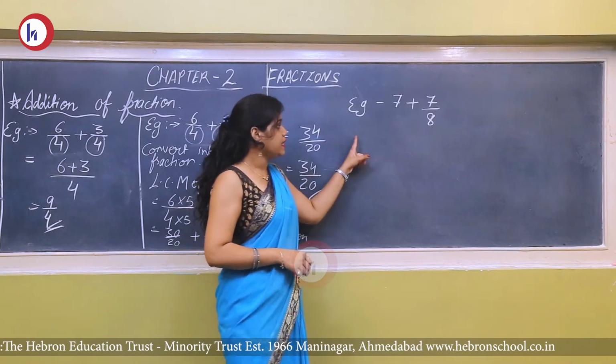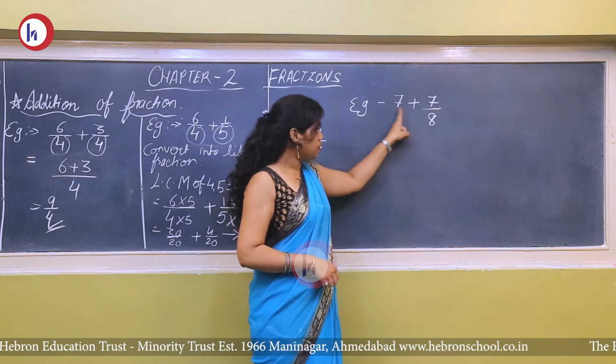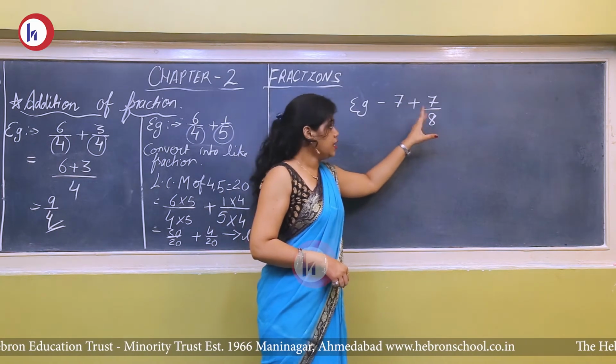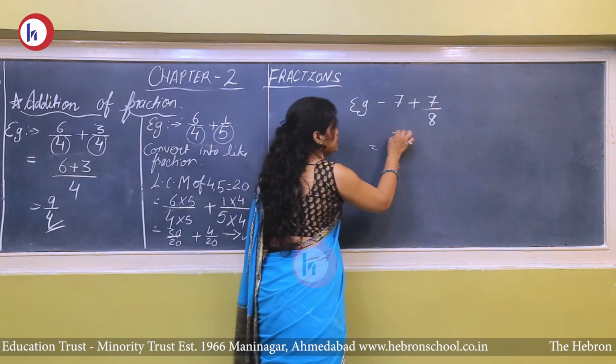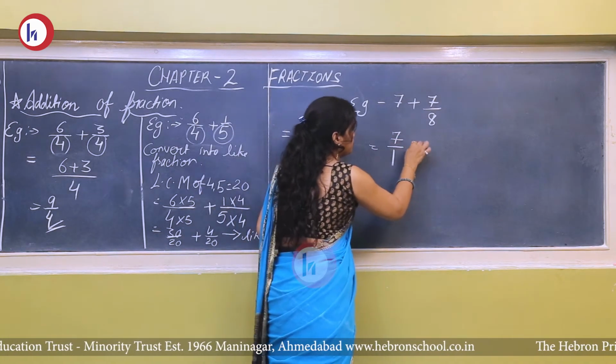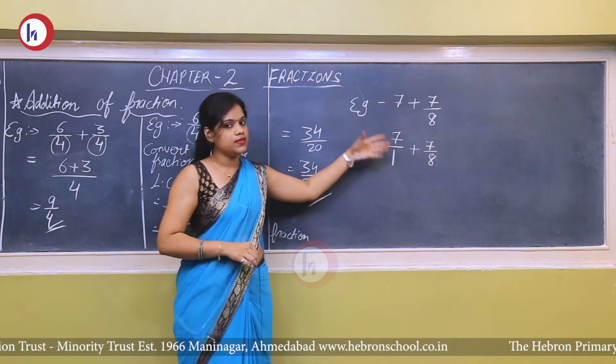Now let's see another example. Here I have taken one whole number. You can see a whole number added with a fraction. Now when you have this type of question, what are you going to do? You are going to write this as 7 upon 1. As you know, anything divided by 1 is the number itself.